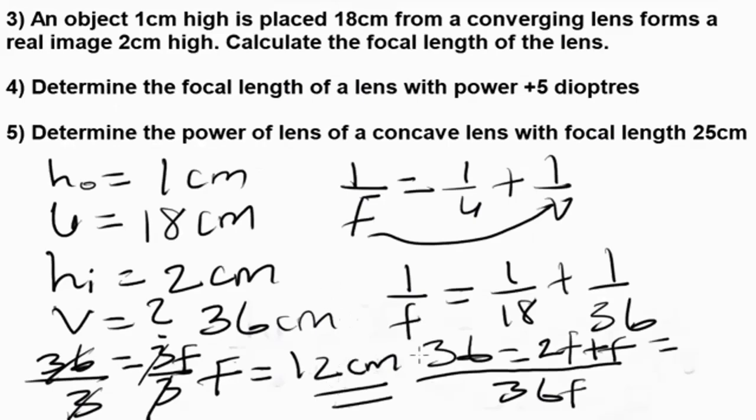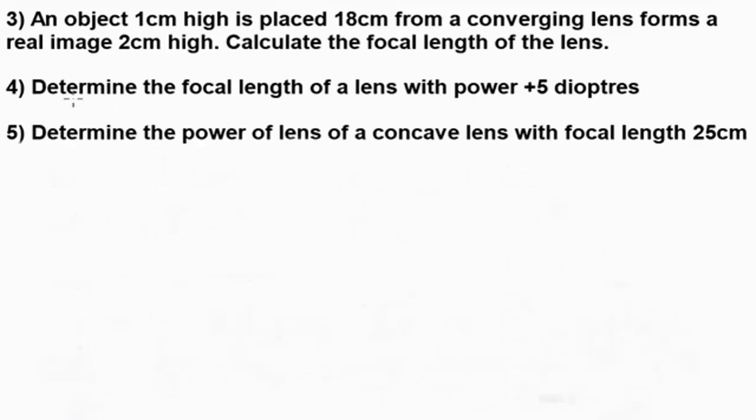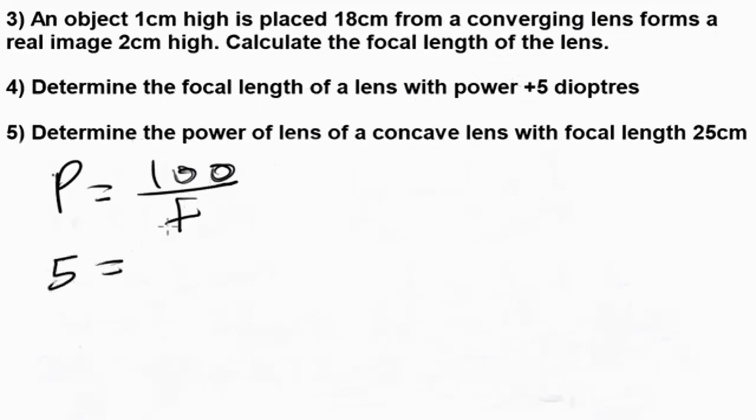Okay, now let's solve question 4. Let's write everything here. Question 4 says determine the focal length of a lens with power plus 5 diopters. Now, to get the power of a lens, this is the formula that is used: the power of the lens P equals 100 over focal length measured in centimeters. So in this question, we have the power of the lens to be 5, equals 100 over f.